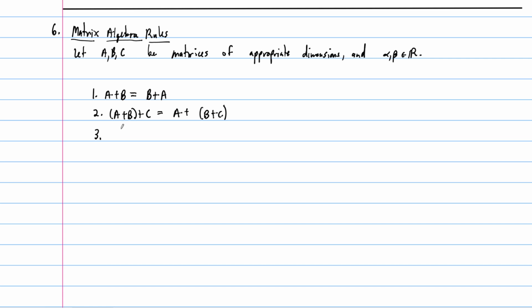The next couple are not going to be related to those, though. So these are going to be related to matrix multiplication. So this one says (AB)C = A(BC). So matrix multiplication is associative. Again, you have to make sure that the dimensions match up properly for this, right? So they have to be the correct dimension there.